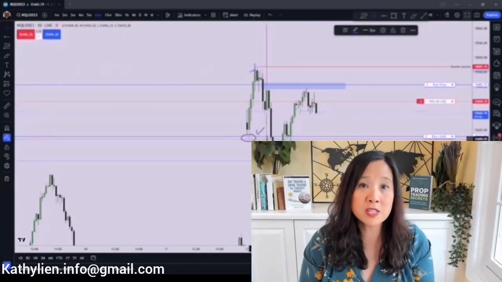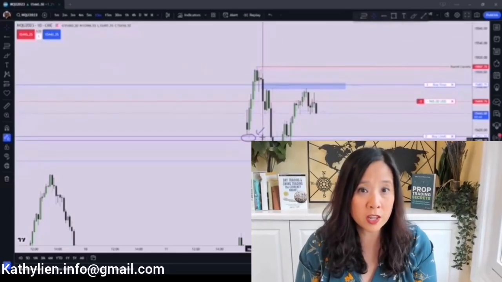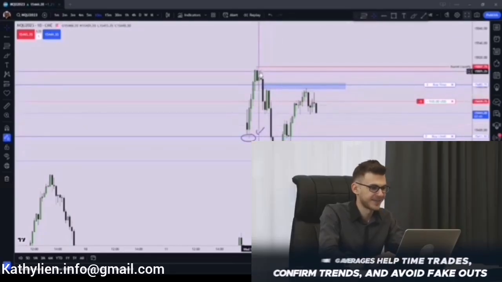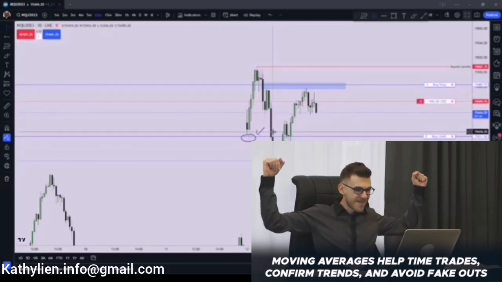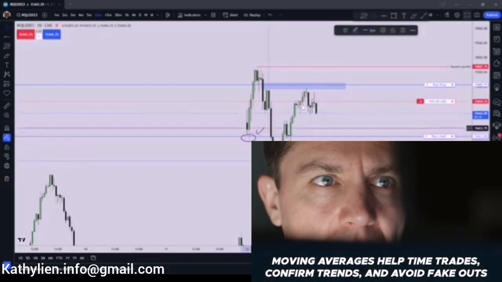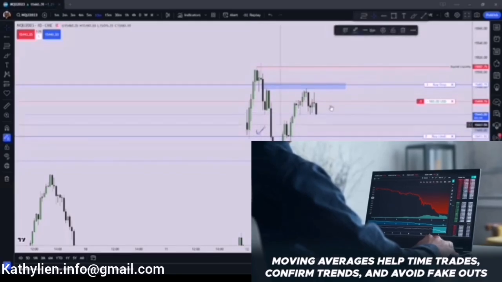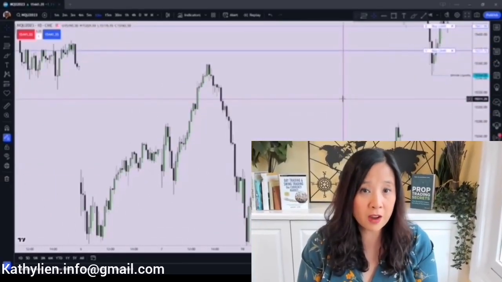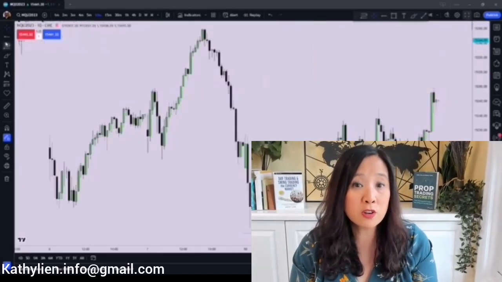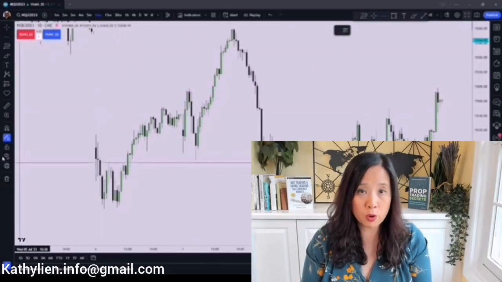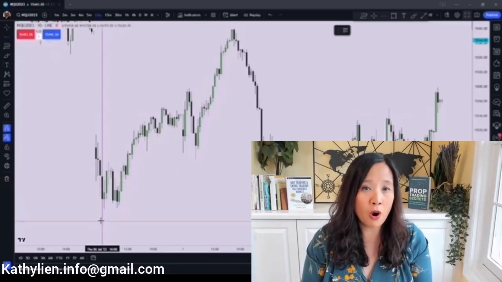So whether you're scalping, day trading, or swing trading, and even if you're going for the really big positions, understanding moving averages can help you time your trades with precision, confirm whether the trend is in your favor before jumping in, and avoid weak setups or fake outs. Depending upon the length of the moving average and the type you're using, they serve different purposes. So let's break down which moving averages I like to use, when to use them, and how they're all different.